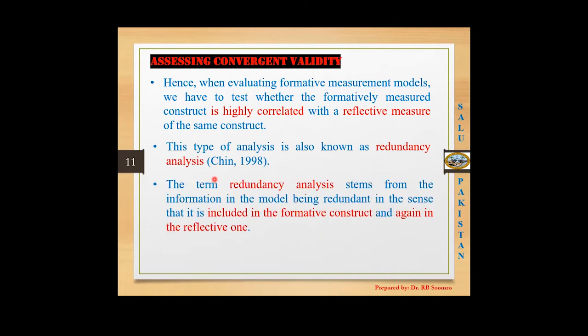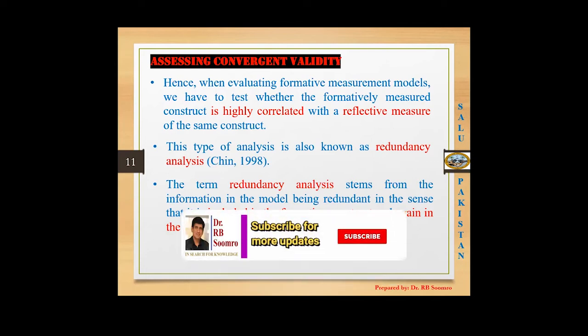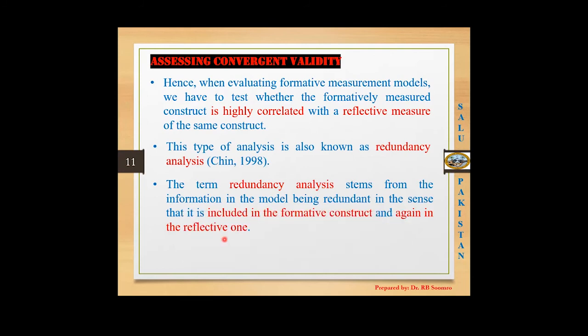The term redundancy analysis stems from the information in the model being redundant, in the sense that it is included in the formative construct and again in the reflective. The same indicator is available in your formative as well as in the reflective, so both are the same. That means these two items have become redundant, useless, because of the high correlation between the items of the first level construct and the second level construct.